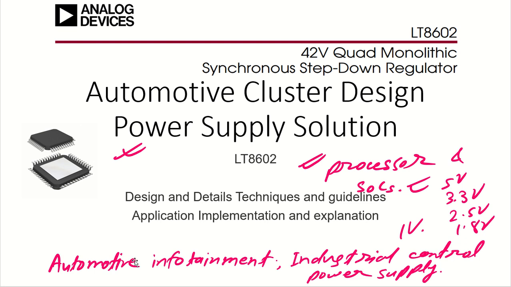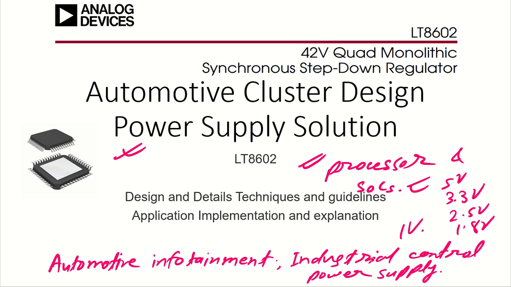As you can see, we need automotive infotainment solutions where we have a lot of complex processing requiring SoCs or processors. Similar to that, we have industrial controls and power supplies. In that scenario also, we need low voltage levels but higher current ratings.